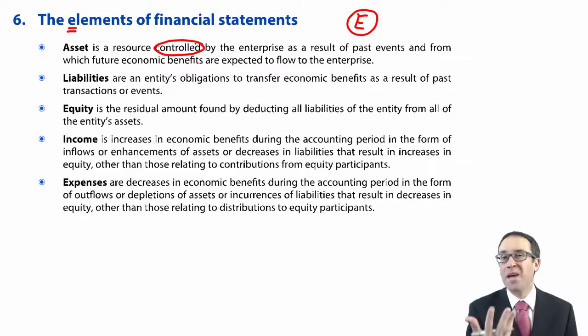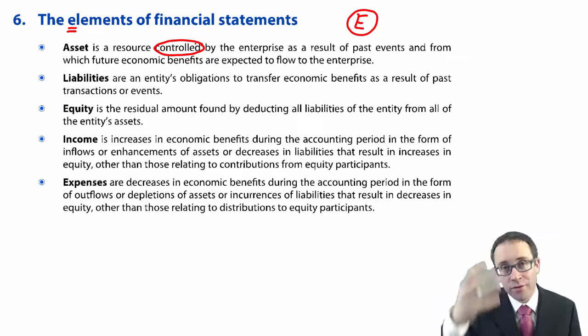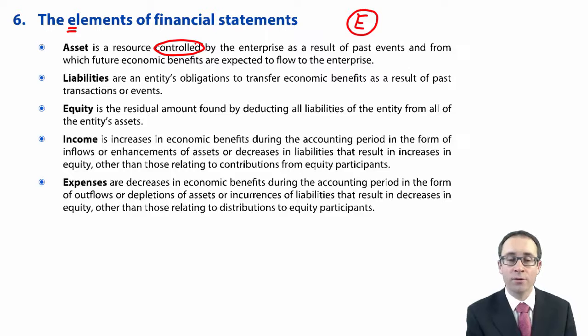If you think about PPE, so land or buildings, plant and machinery, fixtures and fittings, yes, you own it because you bought it, but you control it, don't you? You can control how to use it. The past event is the purchase of the asset, and you're going to get future economic benefits. You're going to generate future profits and get future cash inflows.